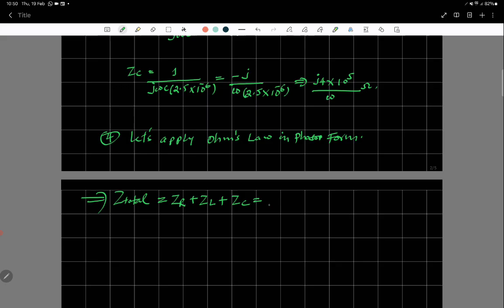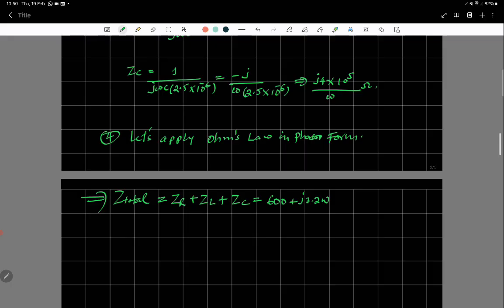The impedance of the resistor is equal to 600 ohms plus the impedance of the inductor, j 3.2 omega, minus j 4 times 10 power 5 over omega.